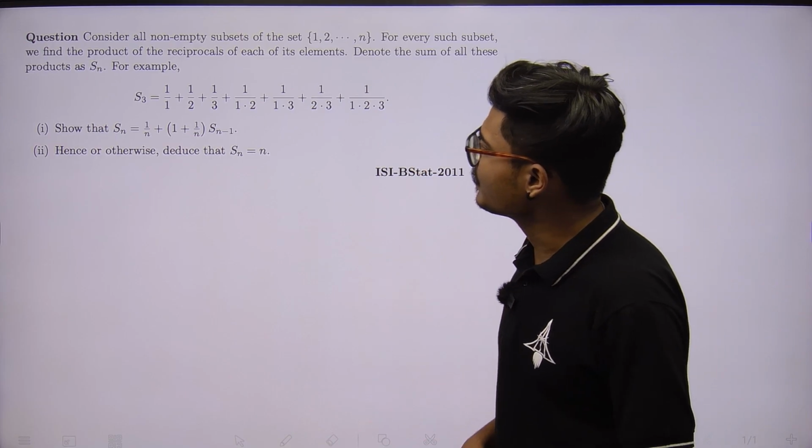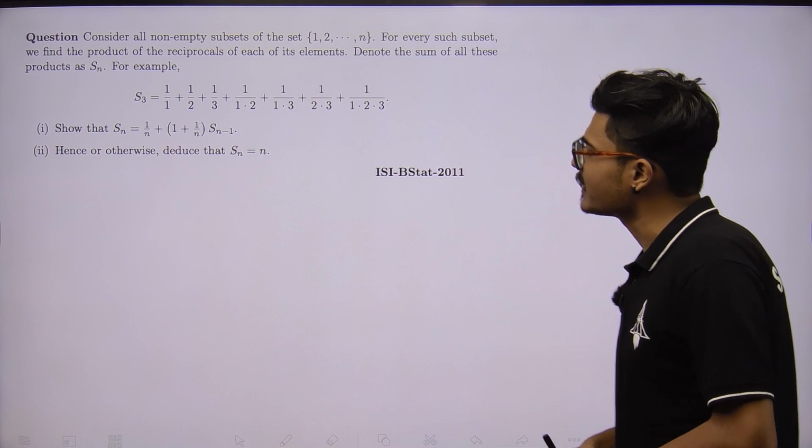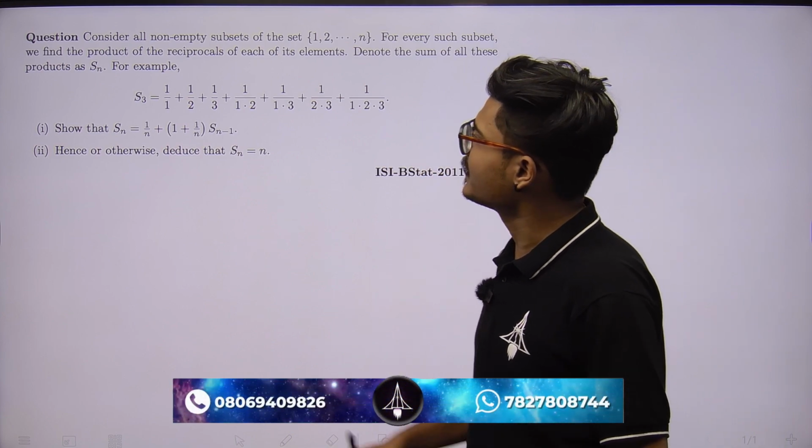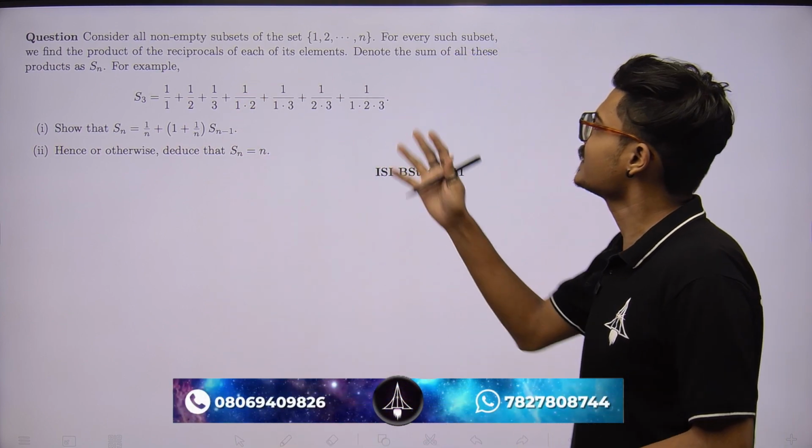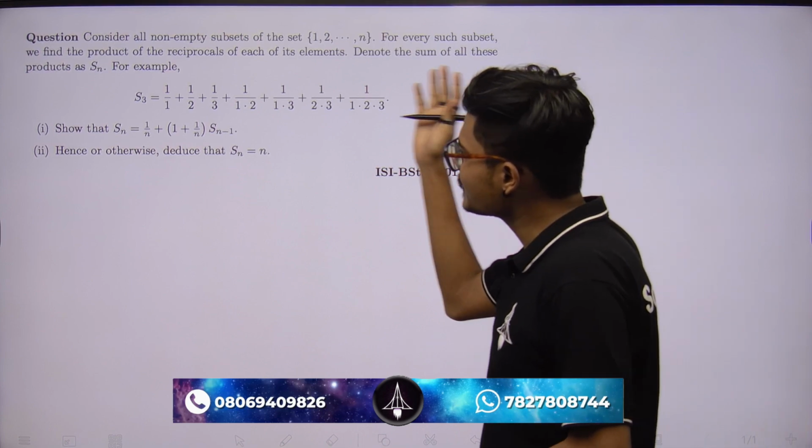So the question goes something like this. Consider all non-empty subsets of the set 1 to n, and for each such subset, we find the product of the reciprocals of each of its elements. Denote the sum of all these products as Sn.